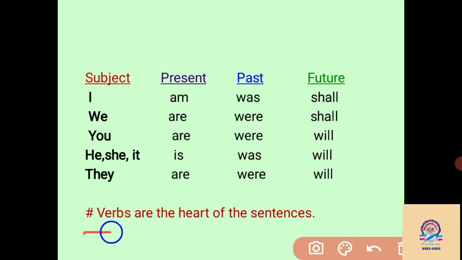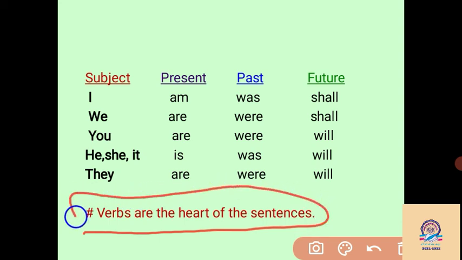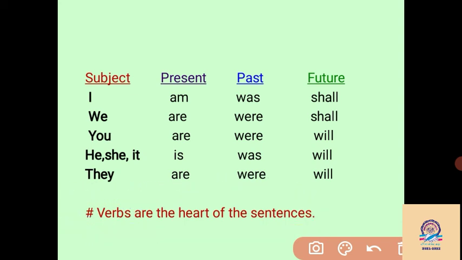We can say that verbs are the heart of the sentence. It means without a verb we cannot make any sentence. So we can say that verbs are action words. And we know that the position of the verb is second. The sentence begins with the subject. Subject means noun or pronoun. And the second position is the verb.